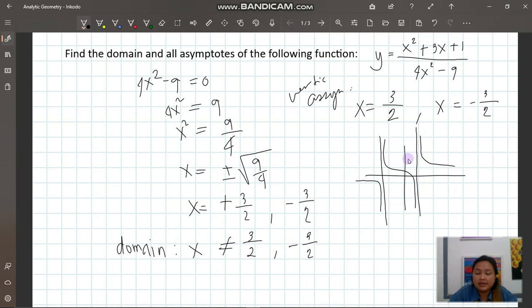And the equations of the asymptotes represent the zeros of the denominator of the function. It gives us x is equal to 3 halves and x is equal to negative 3 halves. Those are the values of x that the graph of our function does not touch. Okay, that's it for this video. Thank you for watching.